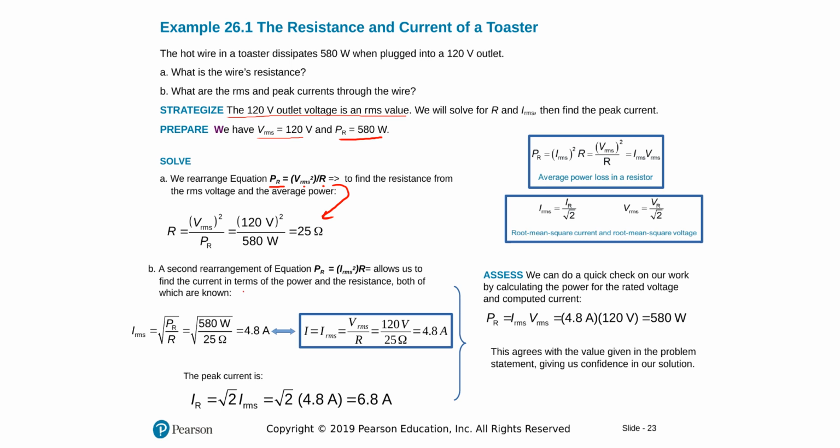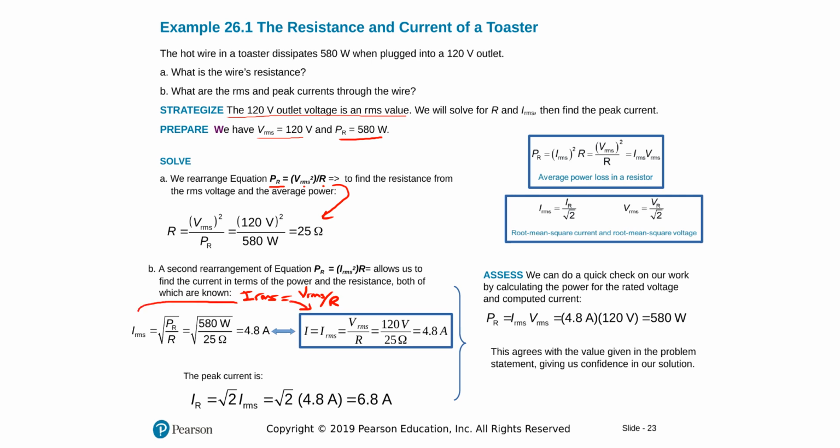I RMS will be V RMS over R. That's it. And well, here is the solution.